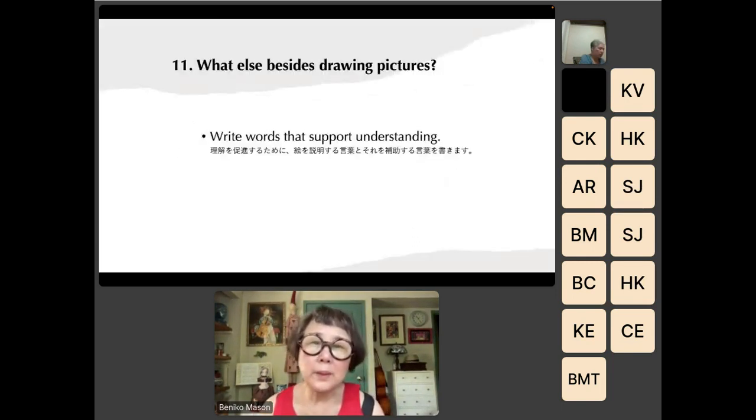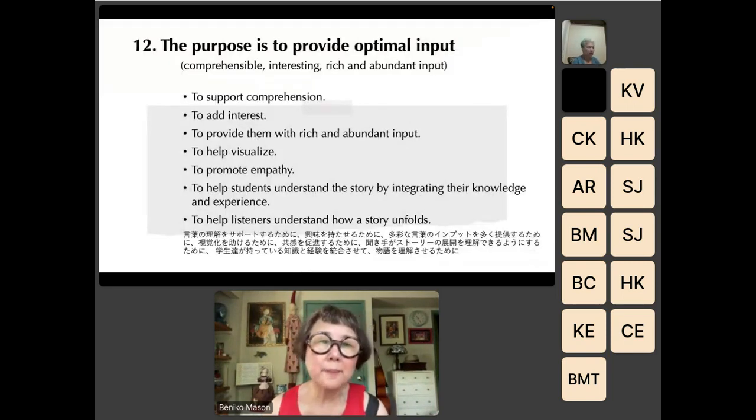Eleven. What else besides drawing pictures? So when we draw pictures, we don't just draw pictures, but we also write words that support understanding. I've already said when we say one, it's not a word, it's a number, but you can also write ONE, one, two, after we write the number one. So write words and numbers that support understanding. Okay.